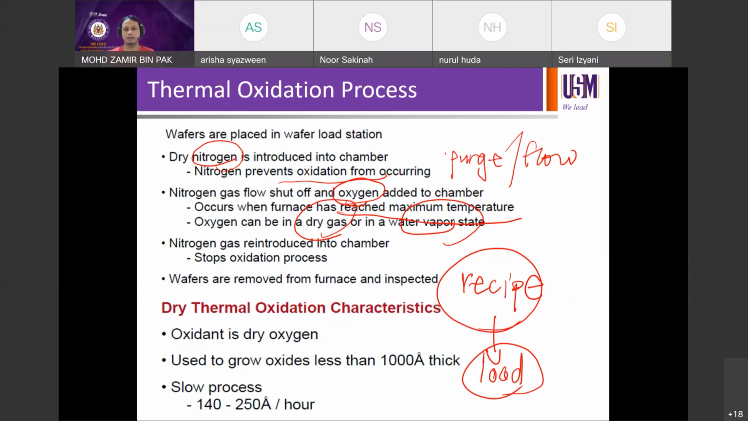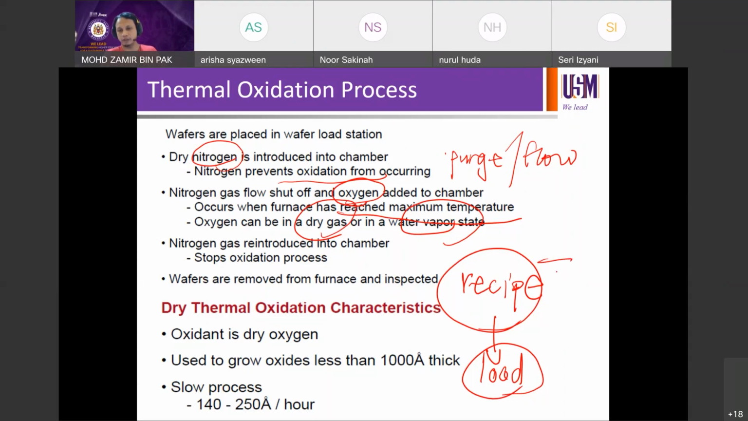So that means in this case, you load nitrogen for how long? What is the flow rate? What are the conditions of nitrogen? And then the nitrogen stops after how long? Then oxygen coming in. At what rate? Water vapor or dry? For how long? At what temperature? For how long? Then after you stop, you remove the oxygen. Then you set the nitrogen to come in at a certain flow rate for how long. All of this will be spelled out.